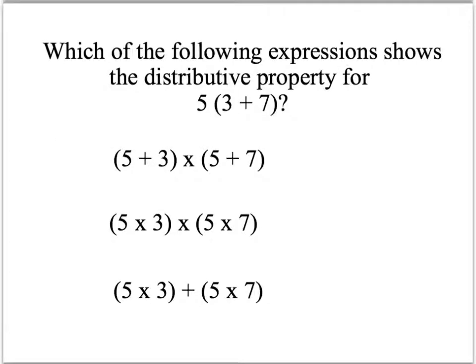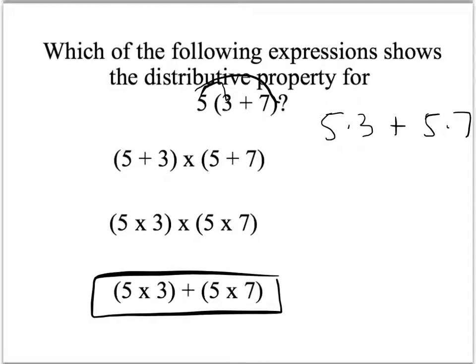Let's look at this one. Which of the following expressions shows the distributive property for 5 times the quantity 3 plus 7? If we do that, we get 5 times 3, we bring our plus sign, and 5 times 7. So let's look for the correct answer: 5 times 3 plus 5 times 7. Make sure you're looking exactly for what you need.